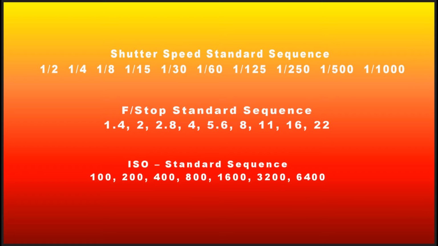The ISO standard sequence usually runs 100, 200, 400, 800, and so on. And remember that the higher ISO may cause unwanted noise or color shifts. 100 ISO is less exposure, and the higher numbers give more exposure, but may bring unwanted noise or color shifts. So change the ISO only if you have to.